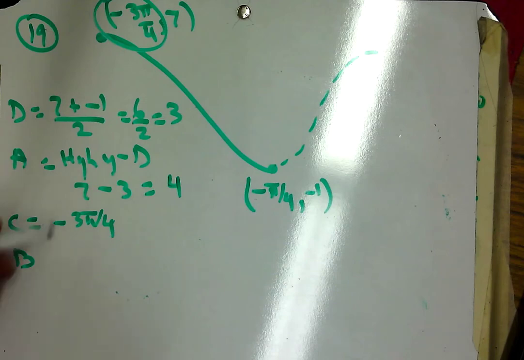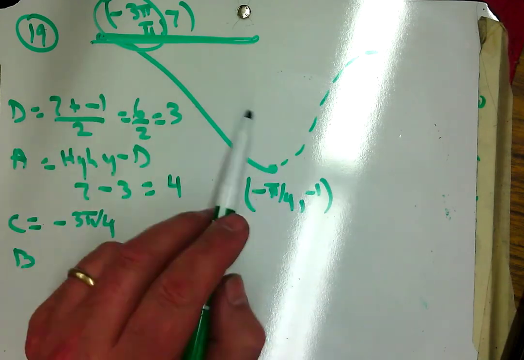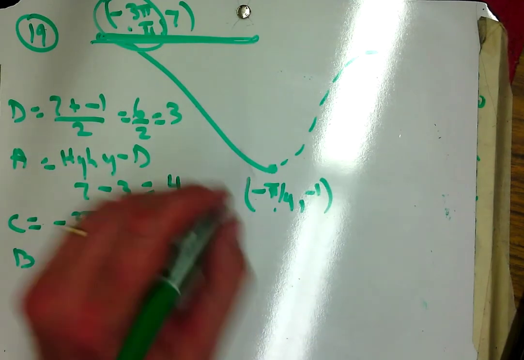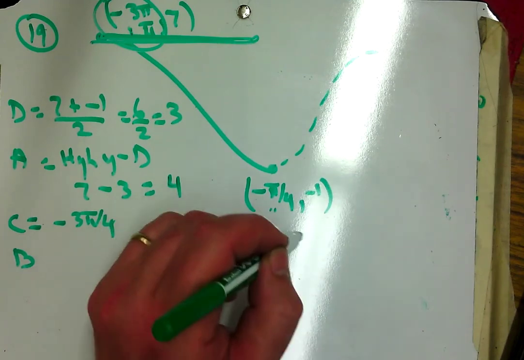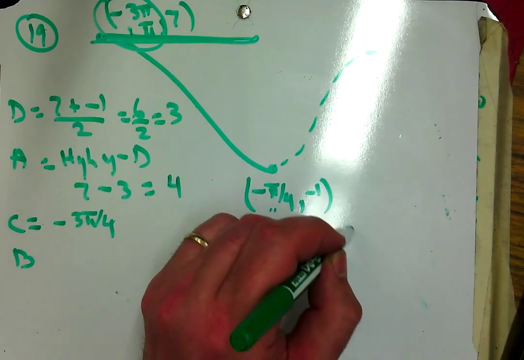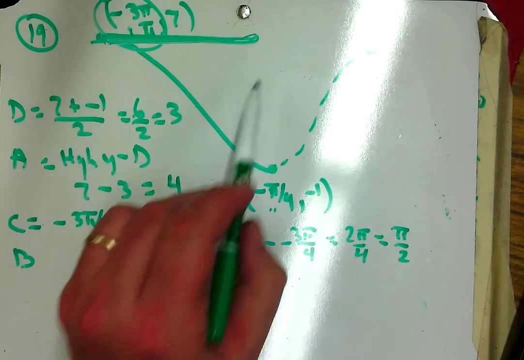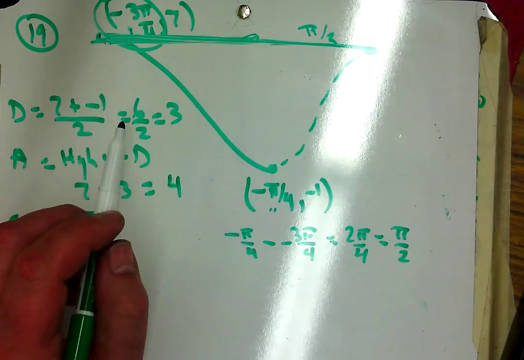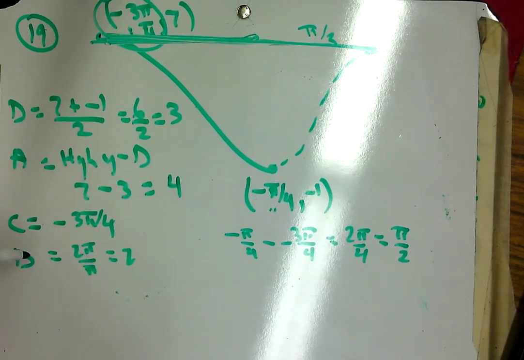But what about our b value? Well, we need the period, and I don't have the full period. I've only got this distance, which is half a period. This is the distance from negative pi over 4 to negative 3 pi over 4, or from negative 3 pi over 4 to negative pi over 4. So negative pi over 4 minus a minus 3 pi over 4 is 2 pi over 4, or pi over 2. This distance is pi over 2, which means that this distance is pi over 2 also, which means one full period is pi. So again, we have 2 pi over pi, or 2 for our b value.